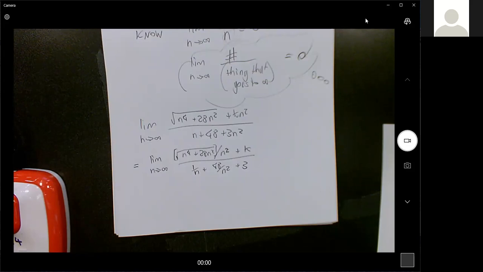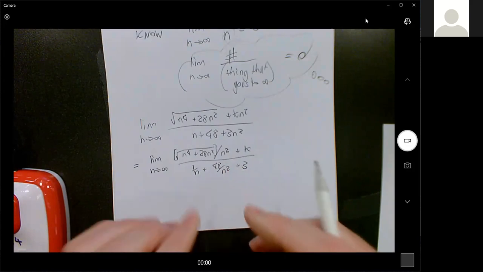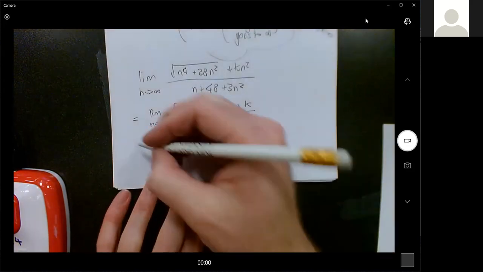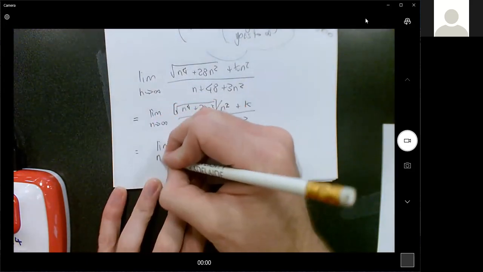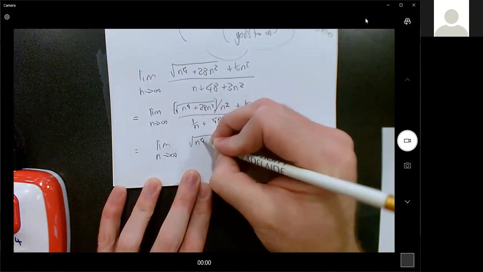So if this bottom was a root as well, then I could just do the division inside the root. And so that's what I'm going to do. I'm going to arrange for the bottom to be a root as well. So this is the full working. You can normally skip this step.